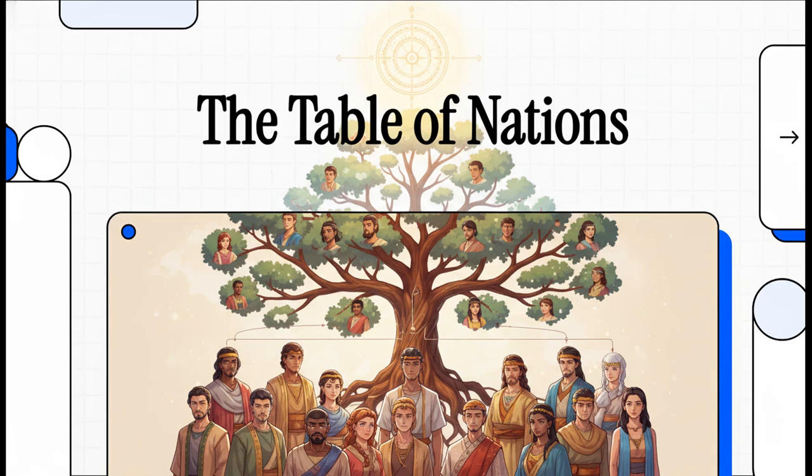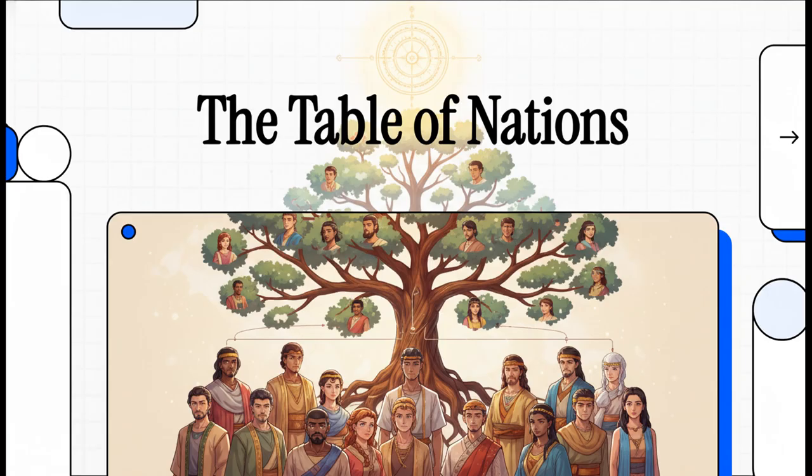Have you ever wondered how people in the ancient world pictured their world? I mean, not as a globe with continents and borders, but more like a giant, sprawling family tree. Well, today we're going to dive into one of the most famous of these ancient maps, the Table of Nations from the Book of Genesis.